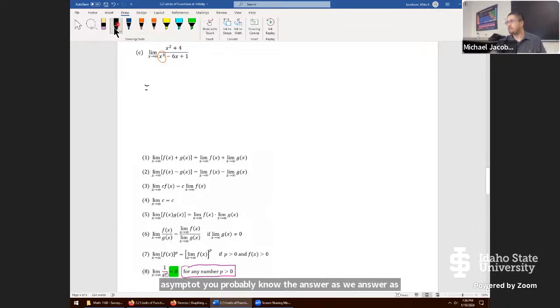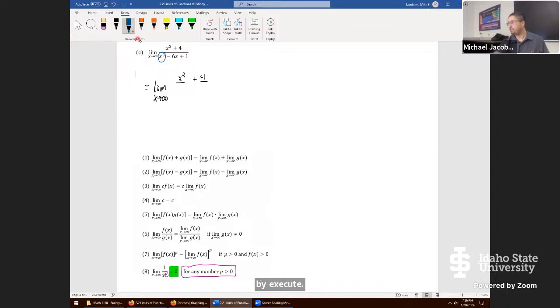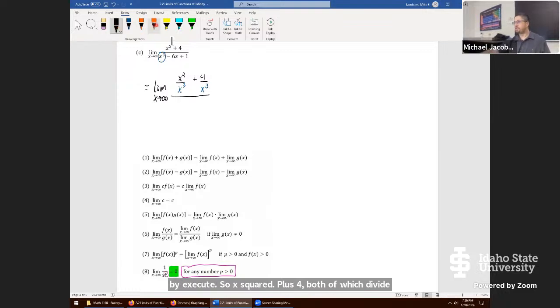First thing we're going to do is take the limit. Let me try to highlight this a little bit better to show the process. We have to write the limit as x goes to infinity for full credit using limit notation, and then go. I'm first focusing on the numerator, divide everything by x cubed. So x squared plus 4, both of which divide by x cubed. So that finishes off the numerator. Now let's write in the denominator and same thing, divide everything by x cubed. So it was x cubed minus 6x plus 1.